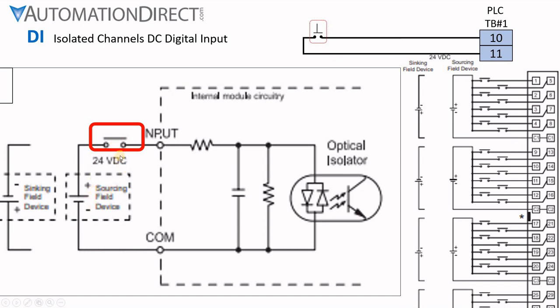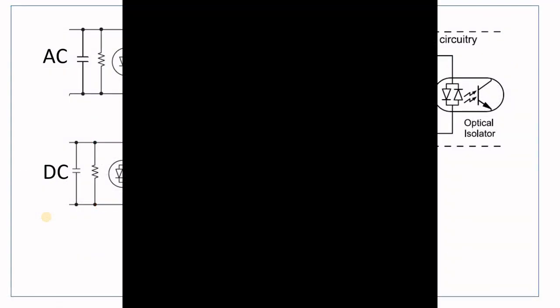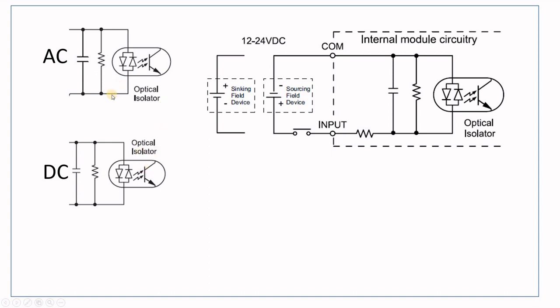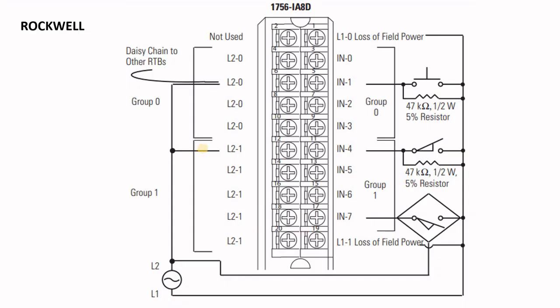If you're feeding the positive side, they call it sourcing. And if you're feeding the negative side, which comes back, we call it sinking. If you look internally at your card, the sinking or sourcing type looks absolutely like an AC card. The difference would be the resistance and the capacitance here, because they match your voltage range. This is an Allen Bradley or Rockwell digital input card.